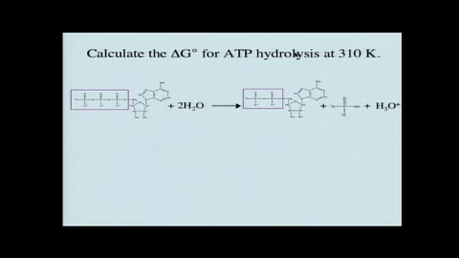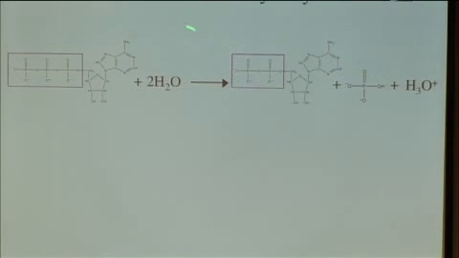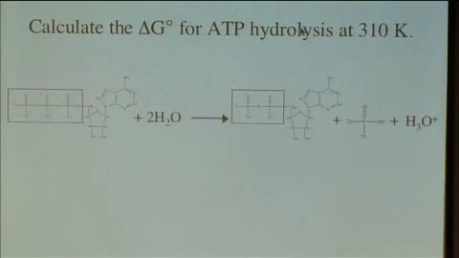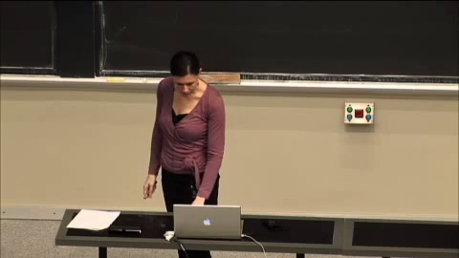So let's take a look at thinking about what we can do in terms of a coupled reaction. The first thing we need to do if we're thinking about using the hydrolysis of ATP is actually calculate what the delta G for the reaction of ATP hydrolysis is. And I picked 310 Kelvin because that's the temperature of our bodies. So again, this reaction is taking adenosine triphosphate that has 3 phosphate groups and hydrolyzing it, so reacting it with water to form ADP plus phosphate plus acid here.